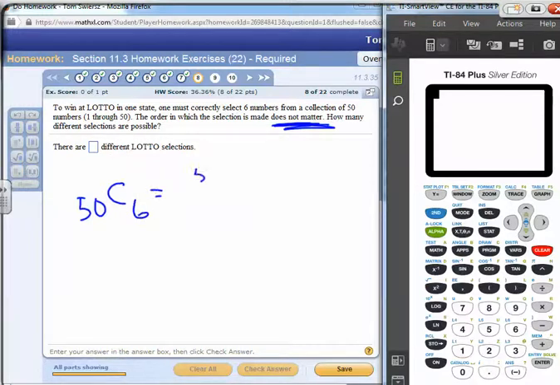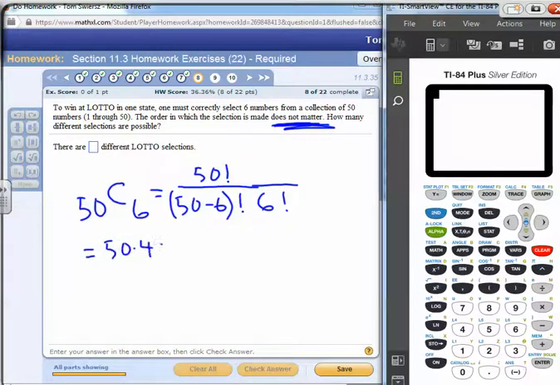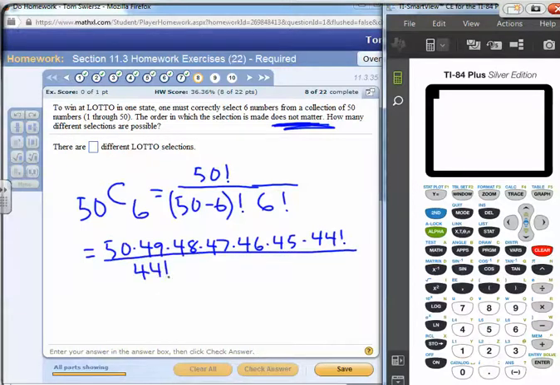So again, it would be 50 factorial divided by 50 minus 6, and then another 6 factorial, the formula for combinations. So that would be 50 times 49 times 48 times 47 times 46 times 45 times 44 factorial. 50 minus 6 is 44 factorial, so I stop there because those will cancel. And then 6 factorial: 6 times 5 times 4 times 3 times 2 times 1.